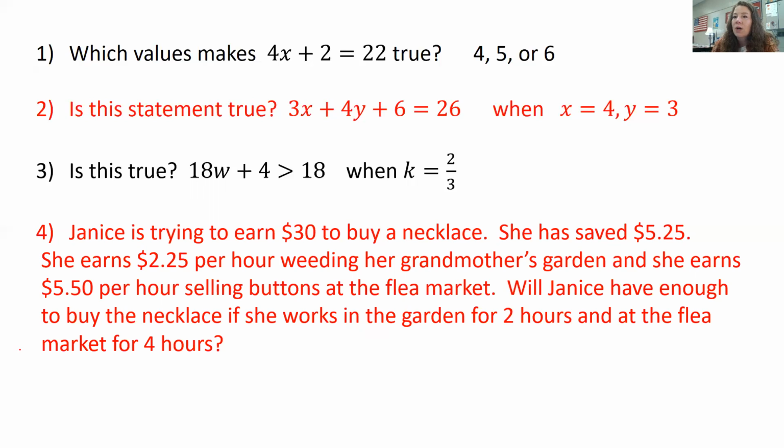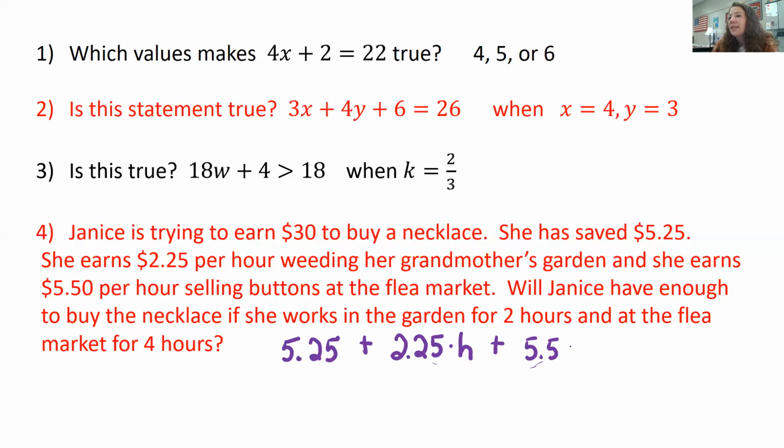All right, so Janice wants $30. So we're going to start out with, let me change colors here. All right, we are going to start out with how much money she already has. She already has $5.25, plus she's going to earn $2.25 per hour times the number of hours. That's a multiplication problem. Plus she's going to earn $5.50 per hour. It's still per hour, but now it's at a different place and she's earning a different amount.